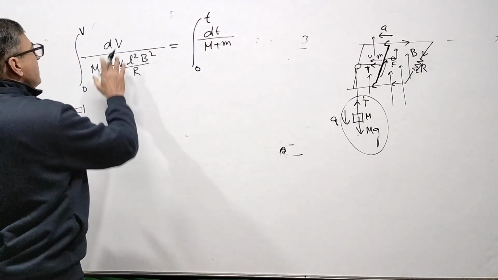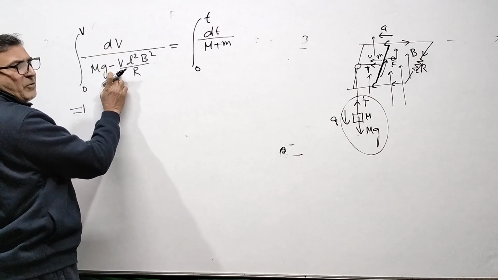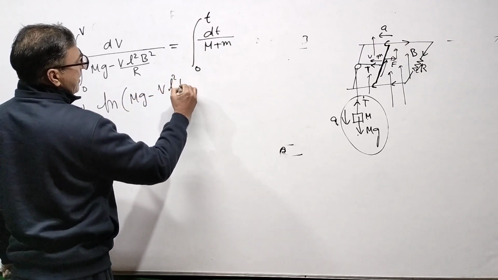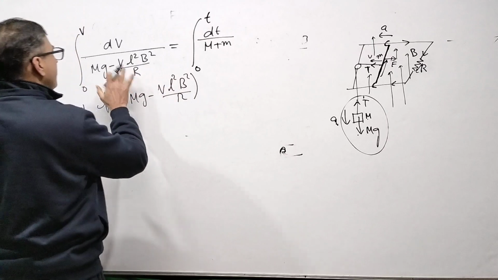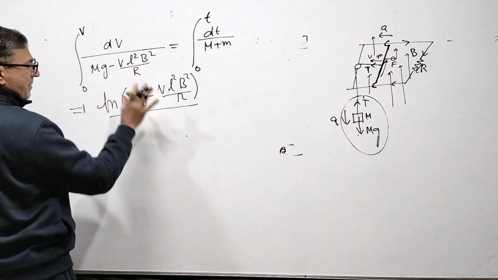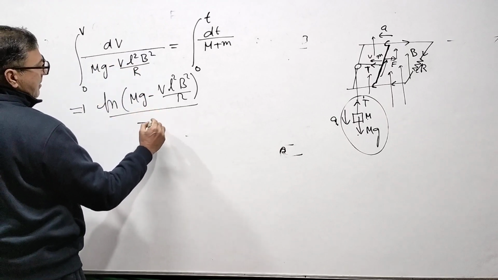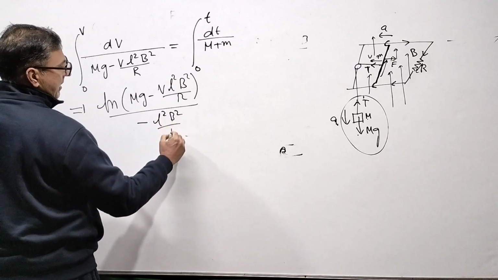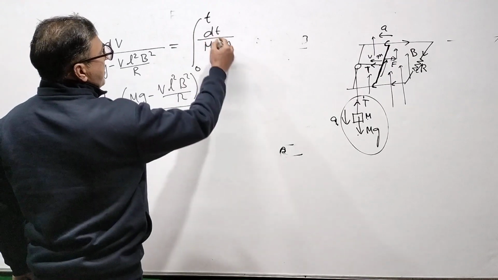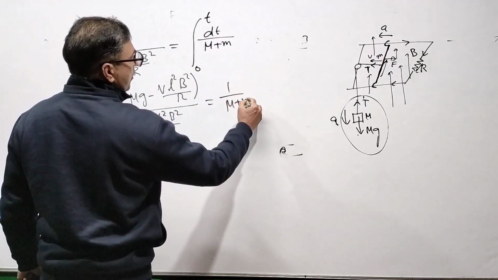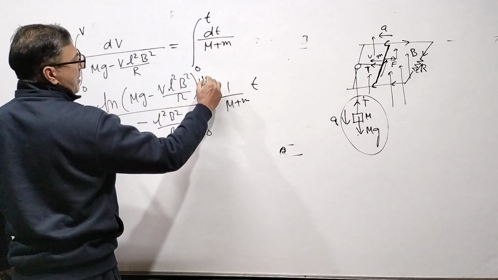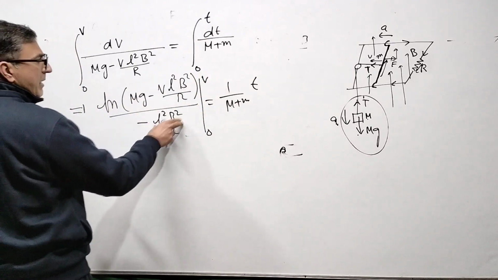Okay, now it is dv in the numerator and v term in the denominator, so it is ln of mg minus VL square B square by R, the ln of the denominator, divided by the differentiation of this. We have to differentiate the denominator and write here, that is minus L square B square by R. The 0 term and whatever is without v does not come in the differentiation. And here 1 by m plus M, and the differentiation of dt is t. Here we have to write the limits 0 to v. Now take this and put it on this side.